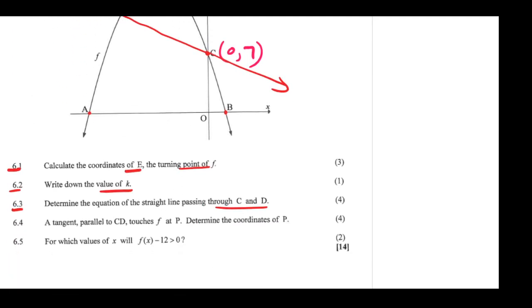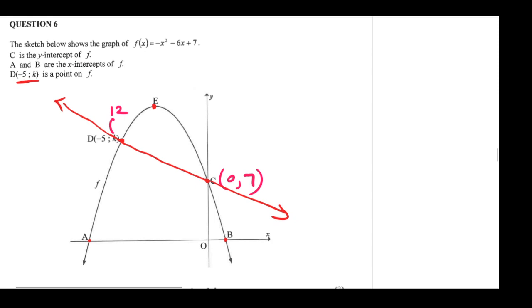Now we're going to do 6.4. 6.4 says that we have a tangent that is parallel to CD. It touches the graph of f at point P. Determine the coordinates of P. So what are they saying here? They're saying this tangent is parallel to this straight line here, right?